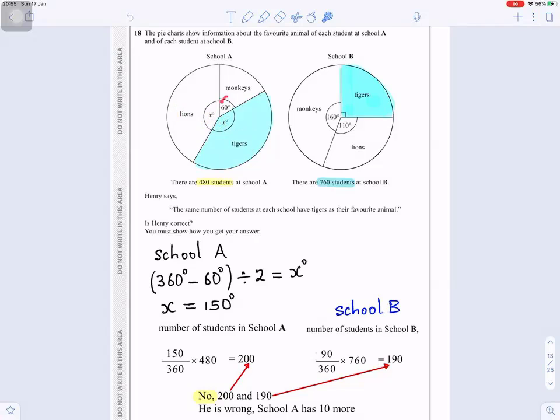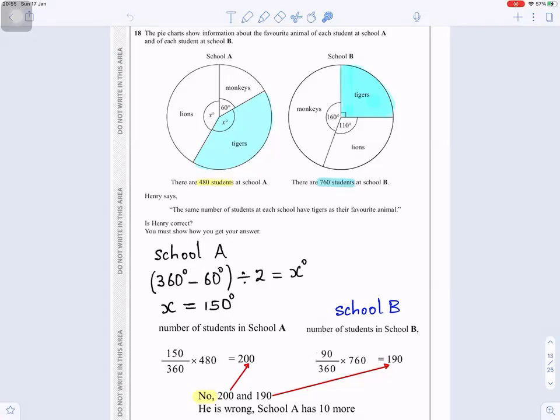So when we remove 60 from 360, we need to divide it by 2 just to get x, 1x of them, which is for the tiger only. So doing that, 360 minus 60 is 300. Half of 300 is 150 degrees. So it's 150 degrees for the tigers in A. So the number of students in school A would be 150 divided by 360 times 480, because there are 480 students. So that gives you 200 when you simplify that.